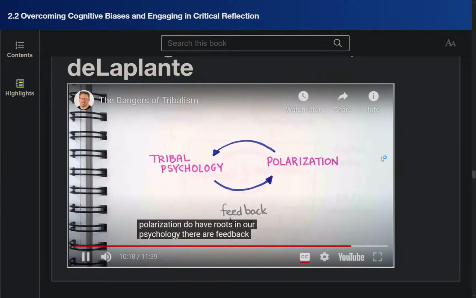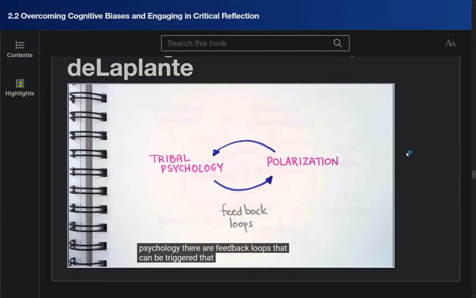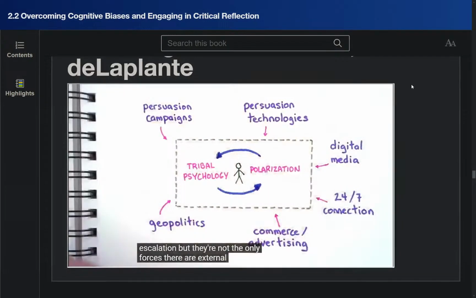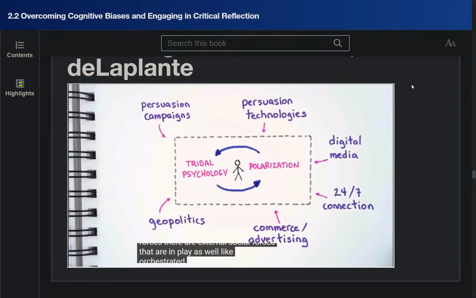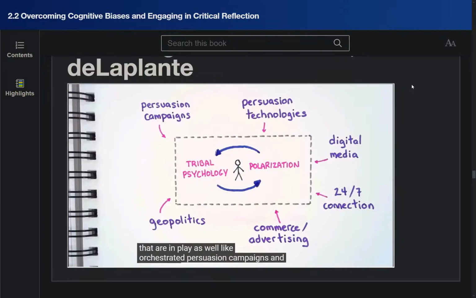There are feedback loops that can be triggered that contribute to the escalation. But they're not the only forces. There are external social forces that are in play as well, like orchestrated persuasion campaigns and persuasion technologies created by governments and corporations that are designed to exploit these feedback loops, to exploit the mechanisms that feed polarization. And there are broader social trends in technology and lifestyle and geopolitical tensions that I think exacerbate the problem.